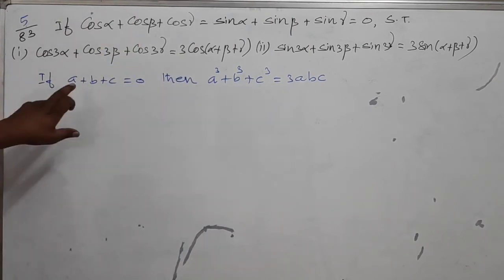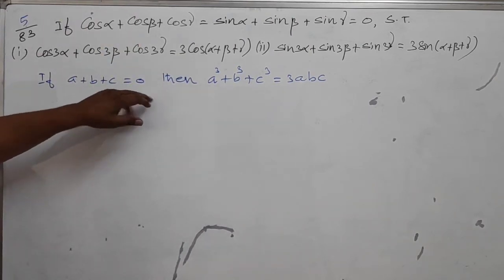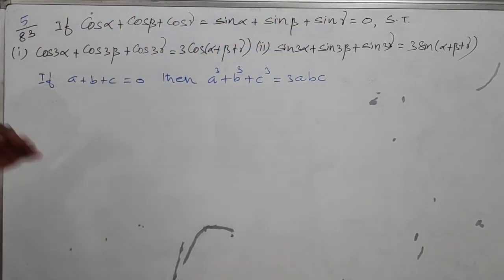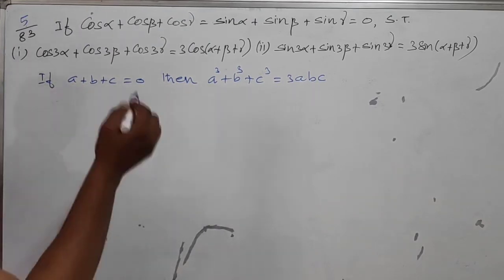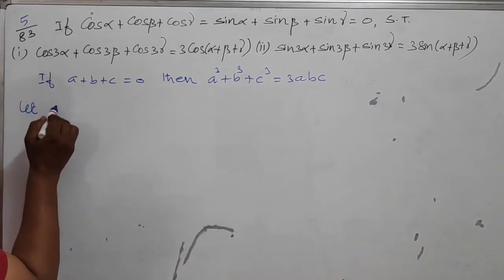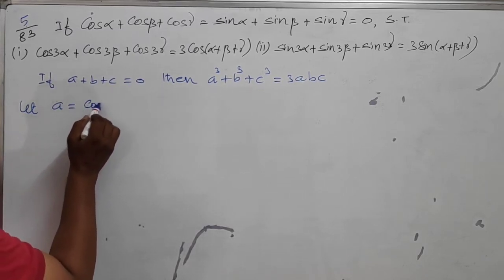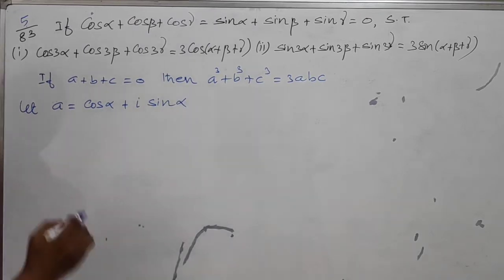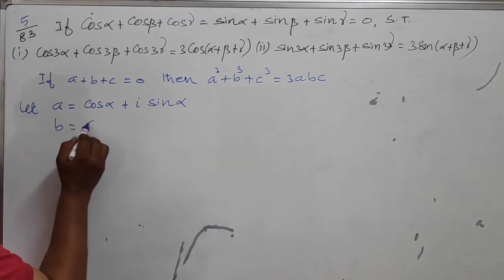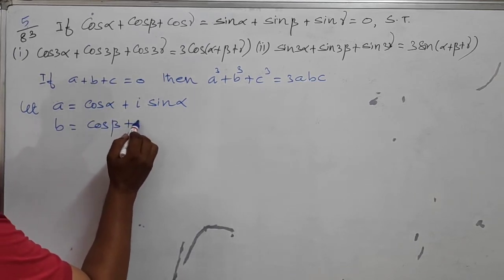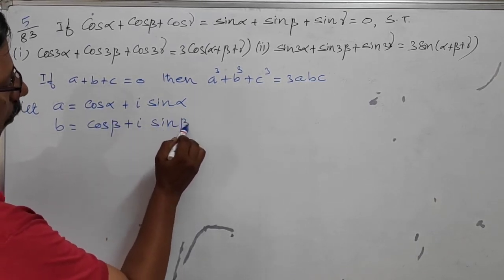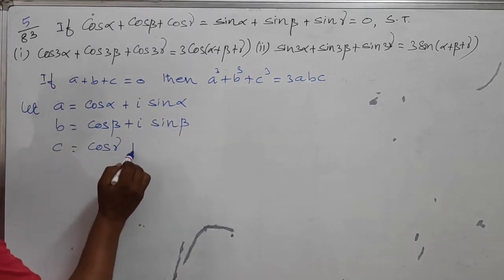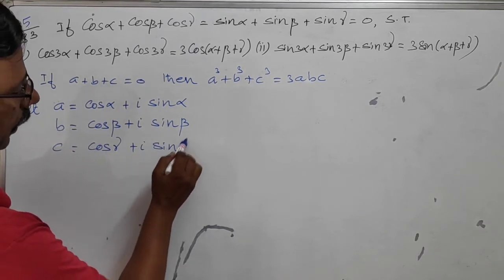Now here, for proving this a plus b plus c equal to 0, we are going to consider everything is given in terms of cos alpha and sin alpha. Therefore, we can bring this to polar form. Let A equal cos alpha plus i sin alpha. Then you write B equal to cos beta plus i sin beta. Then let C equal to cos gamma plus i sin gamma.